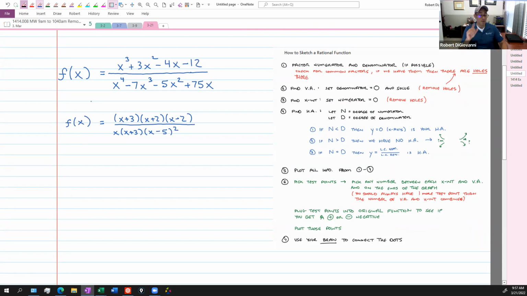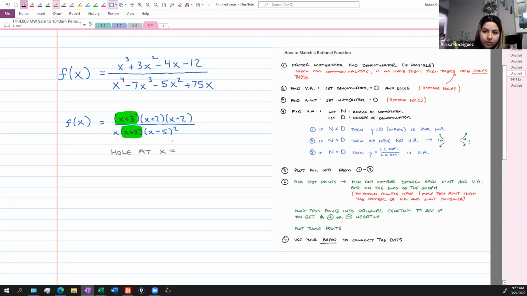Now, do we have any holes? Yes, we have holes here this time. We have one hole. See, there is a factor in the numerator that is common to a factor in the denominator. So those two will cancel, right? But this means that we have a hole at where? x equals where? -3. It's what makes the factor 0. So it's the value of x that would create a 0 for both of those. So at -3.